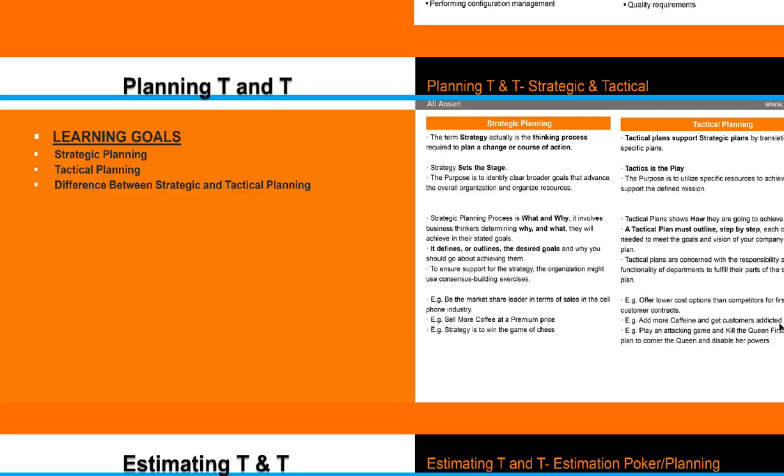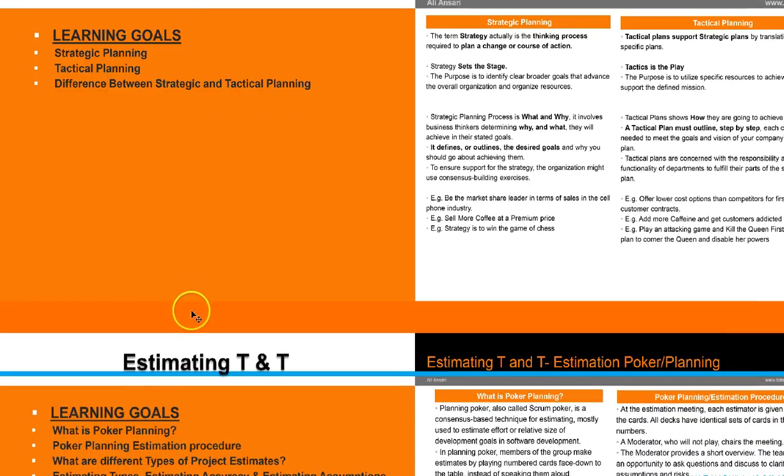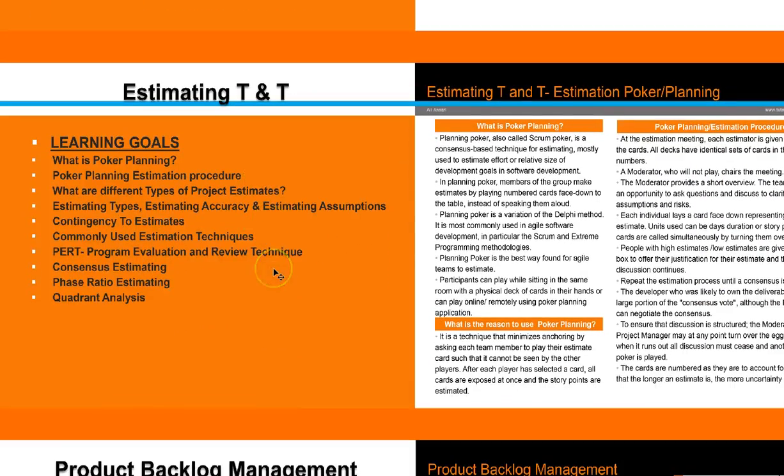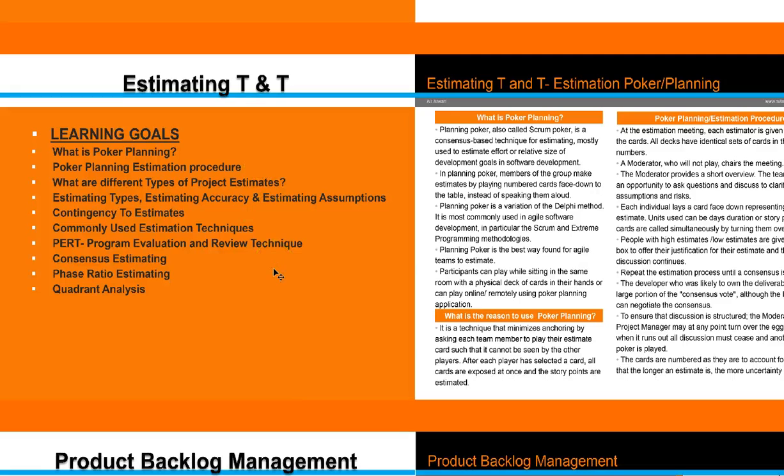So as you can see, we have a strategic plan, and to fulfill that plan and be successful, we have to use a tactical plan. For the coffee, if we want to sell it at a premium price, we have to add more caffeine and get the customers addicted, so they won't go for coffee anywhere else. So this is the planning tool and technique where we saw the strategic and tactical plan and what they are. Now let's go to the next planning tool and technique, which is estimating.